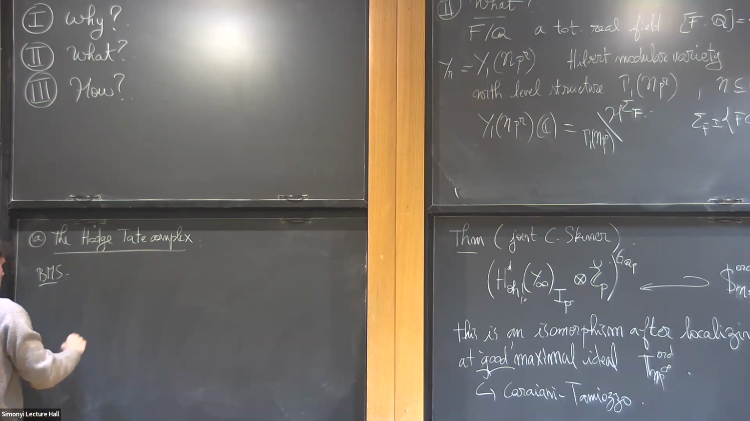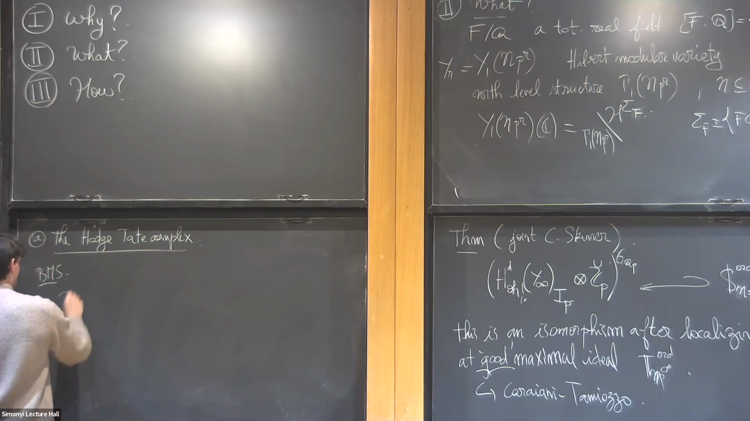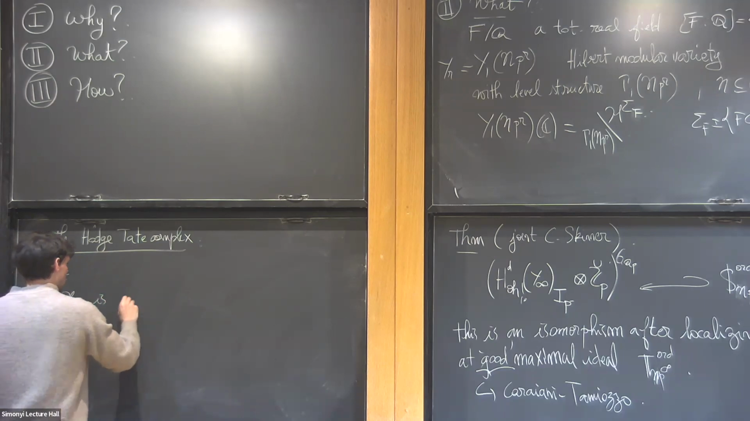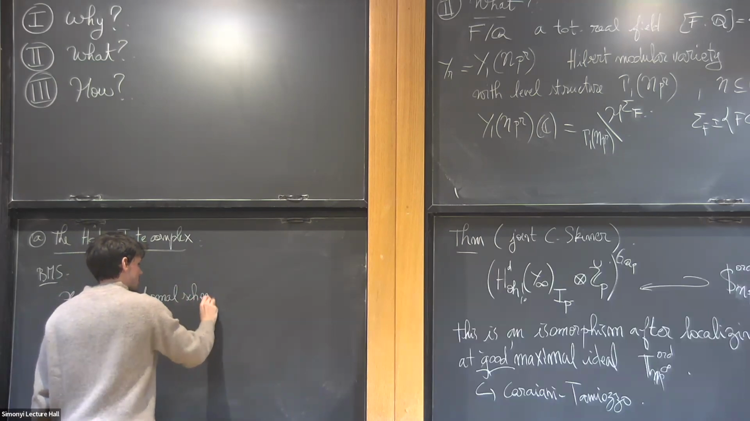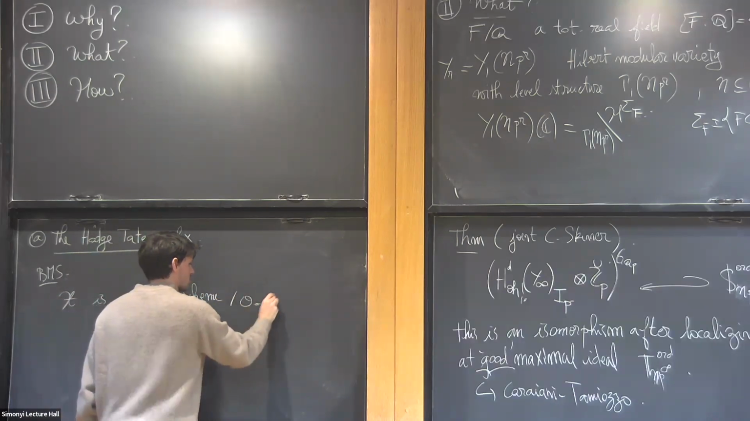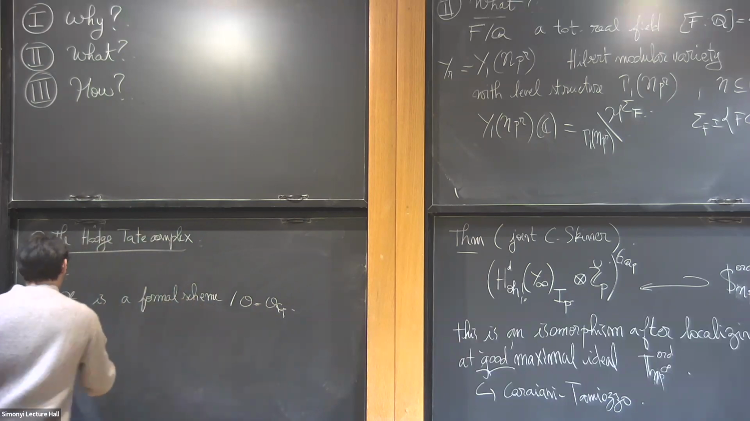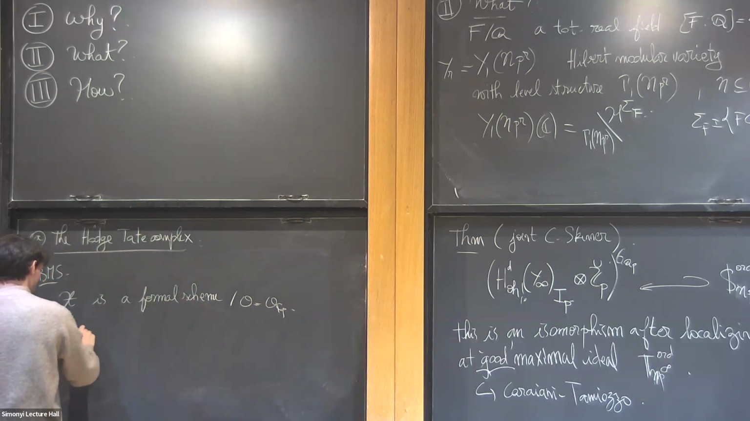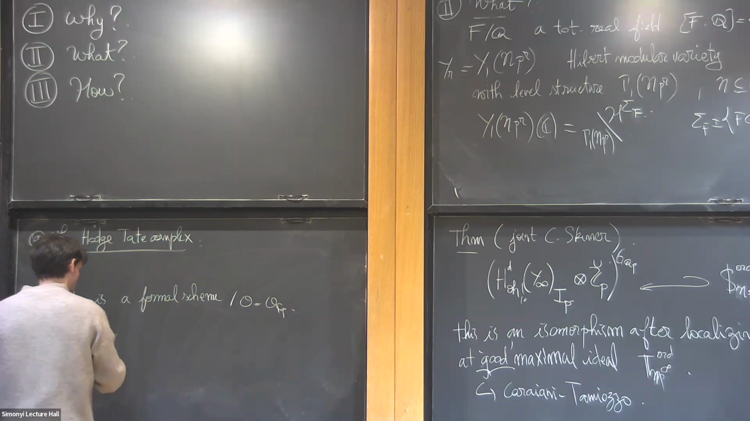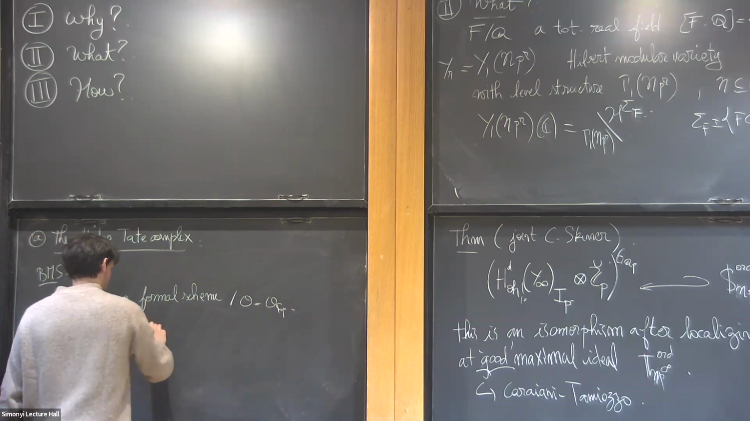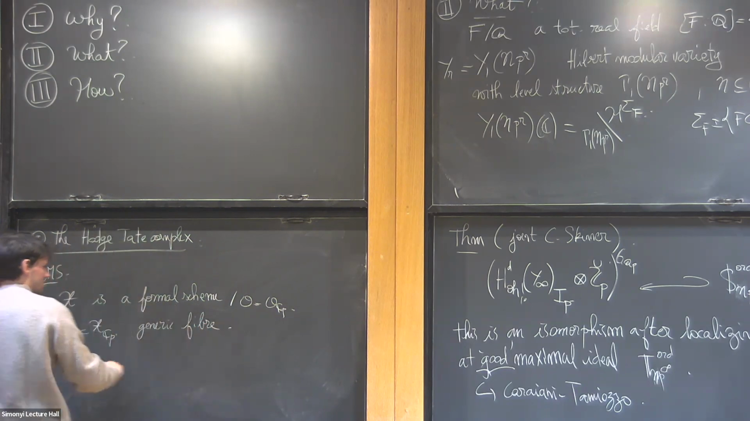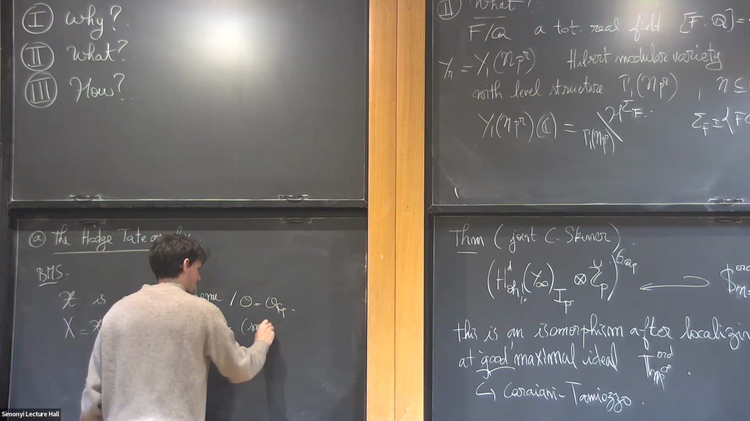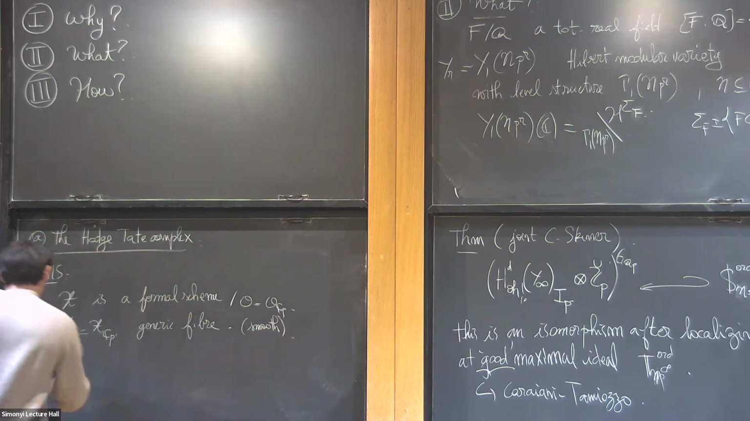So let's say X is a formal scheme over O_{C_p}, and I will denote X the p-adic generic fiber. I also assume that this is smooth. And now this X has a pro-etale site.